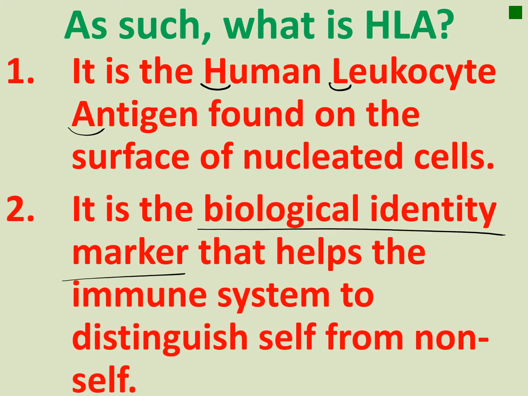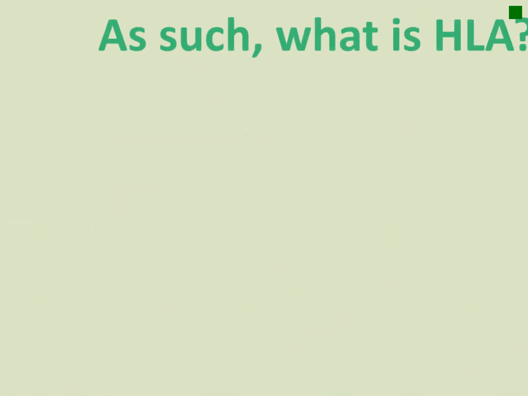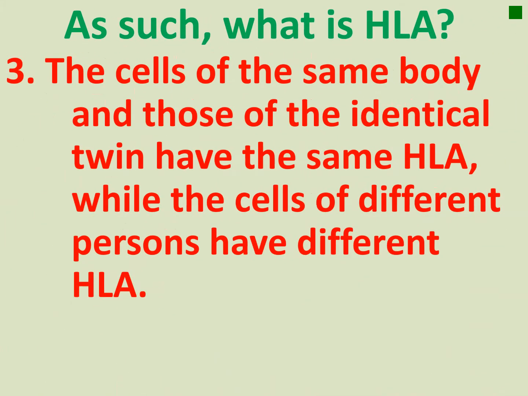It's like your ID. You are a Lebanese citizen. You have an ID that says that you are Lebanese. So this HLA is a biological identity marker that says that this cell belongs to my body and the immune system will not attack it. As such, the cells of the same body, and those of identical twins, have the same HLA, while the cells of different bodies have different HLA.